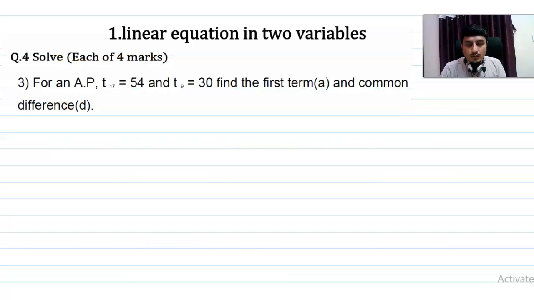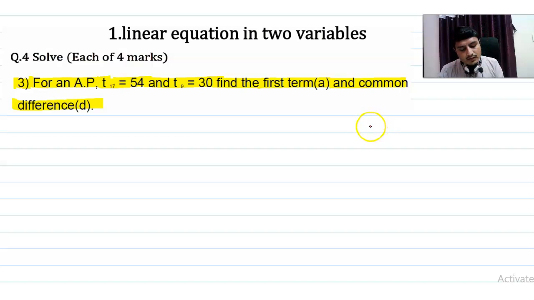Now let's have a look over question number 3. For an AP, meaning the arithmetic progression, T17 equals 54 and T9 equals 30. Find the first term, that is a value, and the common difference, that is d value. Keep in mind this is a question based on the arithmetic progression as well as the simultaneous linear equations in two variables, where the variables we have are the first term as a and the common difference as d.